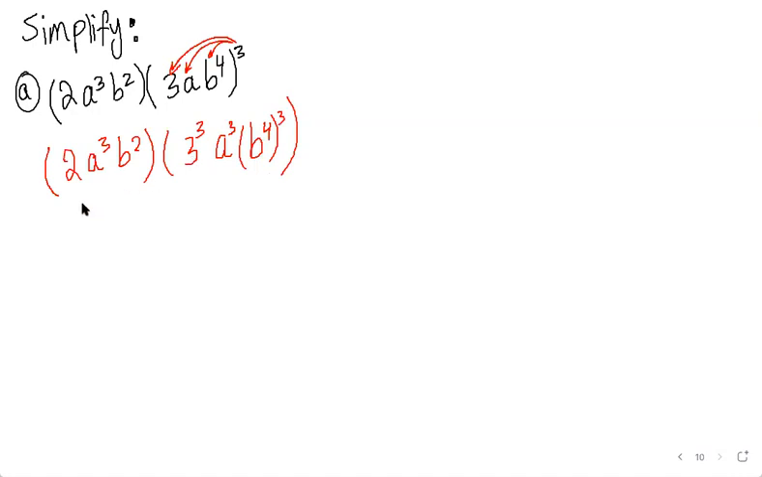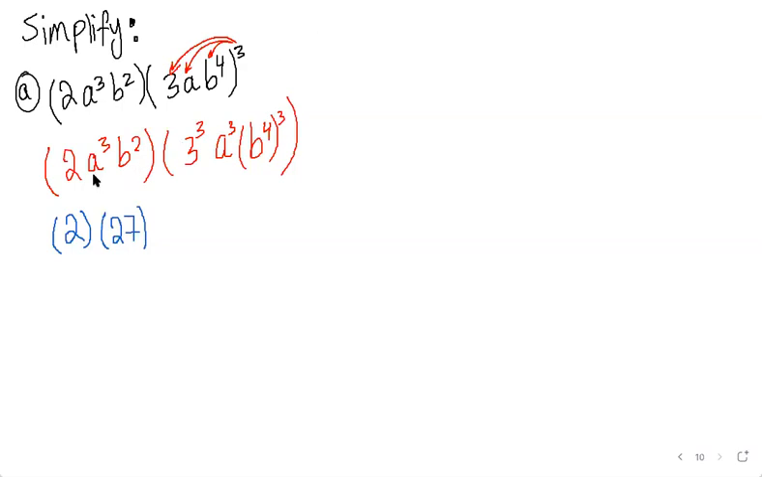Now let me simplify it again. During simplifying I prefer to combine numbers together and combine the same letters with each other. For that, I have to multiply the numbers together. I get here 2 times 3 to the power 3. 3 to the power 3 gives me 3 times 3 times 3, which is 27. So we're combining numbers together.